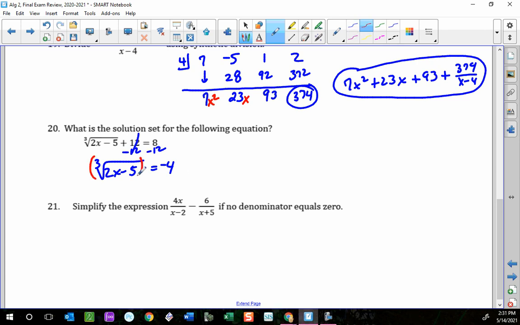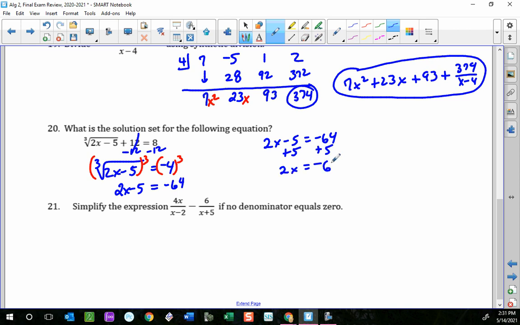So to get rid of a cube root, I do a cube power on both sides. So that leads me to having 2x minus 5 pop out, and negative 4 to the third, that would be negative 64. Alright, so I'm going to add 5 to both sides. So I got 2x equals negative 59. So x equals negative 59 over 2. Or you can divide it out to the decimal.